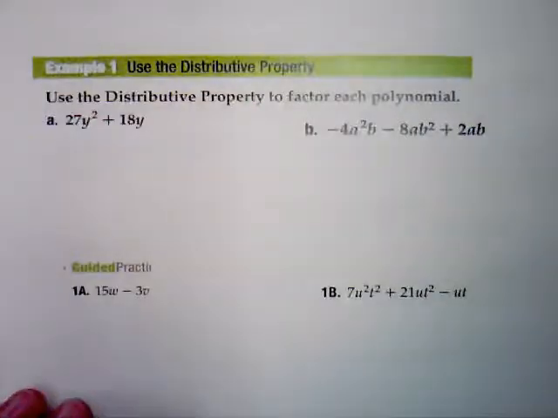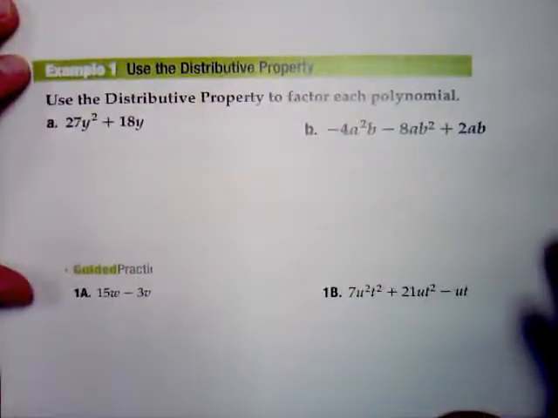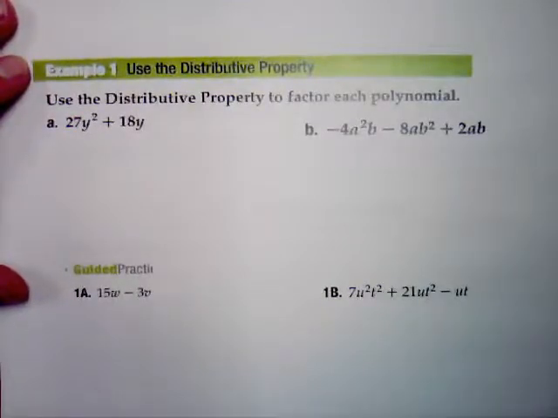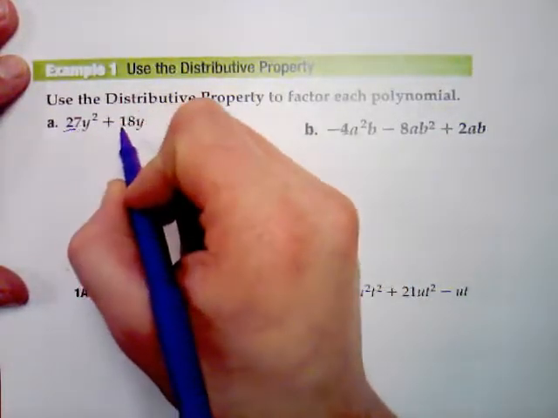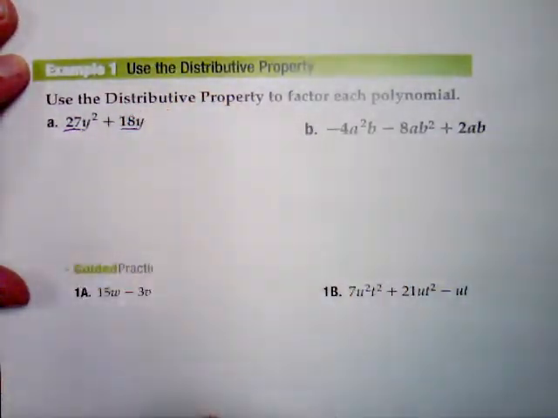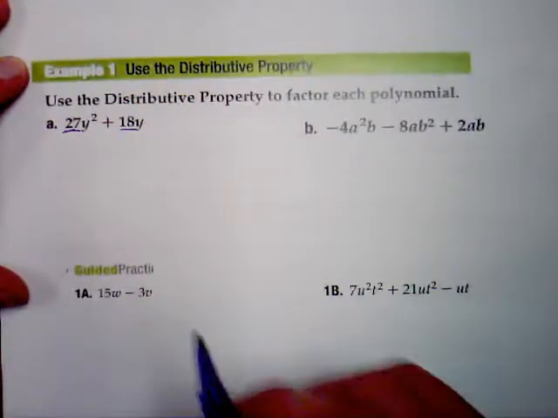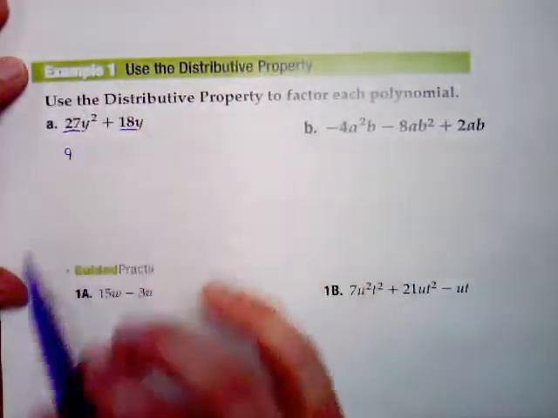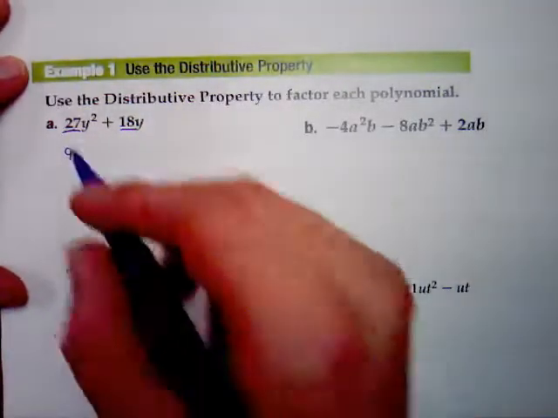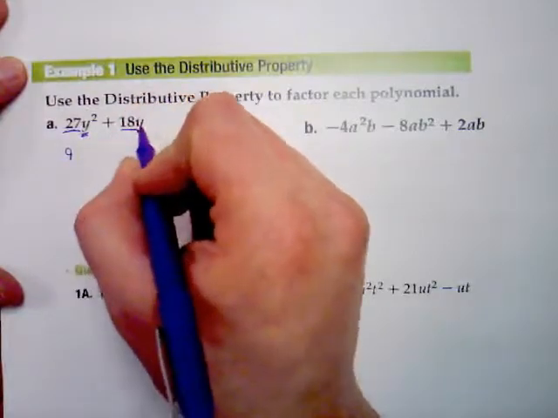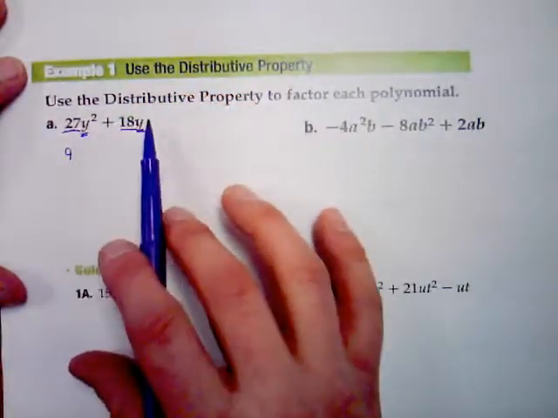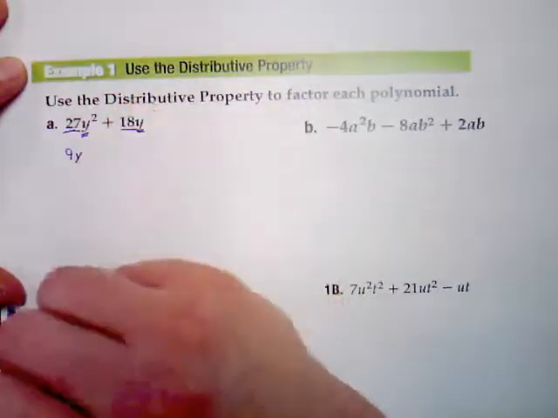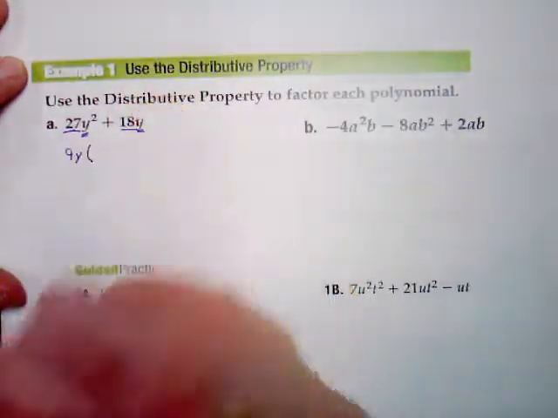Let's take a look at another example. It says use the distributive property to factor each polynomial. The first thing I want to look at is the greatest common factor between these two terms. If I first look at the numbers, I have 27 and 18. The greatest common factor between those two numbers is going to be 9. Then I look at the variables. They all have to have the variable for it to be common, and we want the lowest exponent that they all have. So this is a y squared and a y, so the lowest exponent that they all have would be y. So then I make my parentheses.